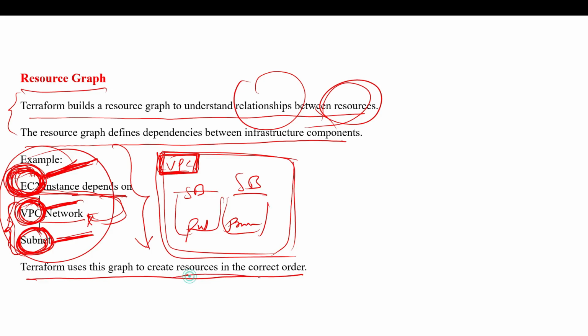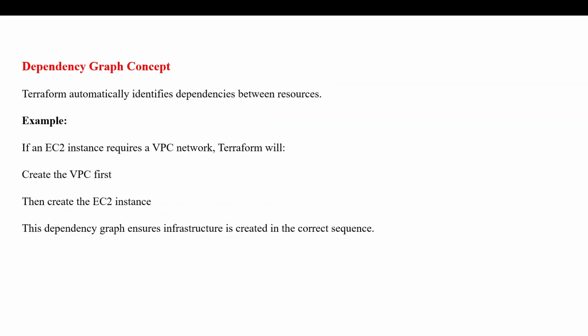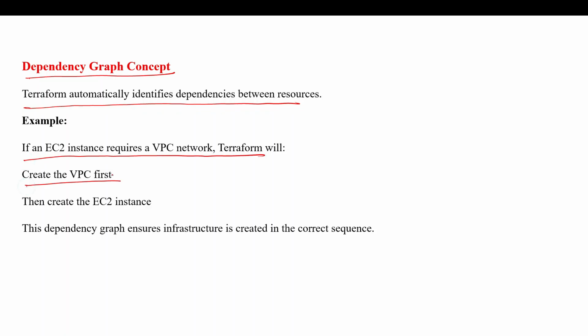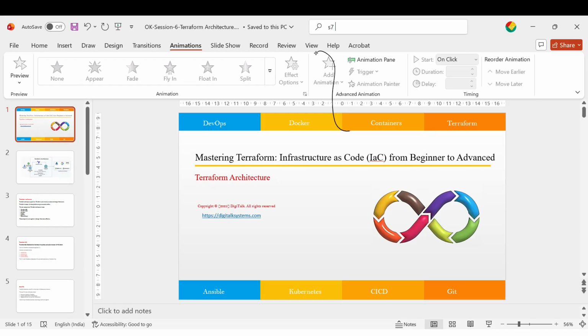To create the resources in the correct order. So that means the dependency graph concept. Terraform automatically identifies dependencies between resources. So if an EC2 instance requires a VPC, Terraform will create the VPC first, then create the EC2 instance. So this dependency graph ensures infrastructure is created in the correct sequence.